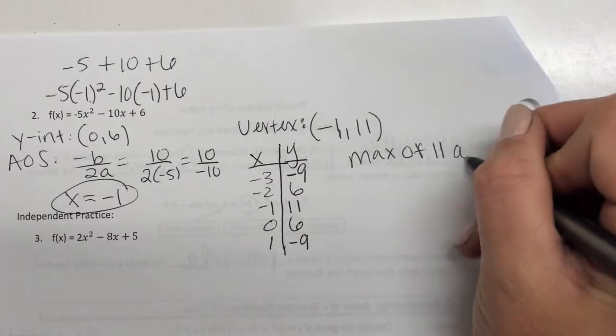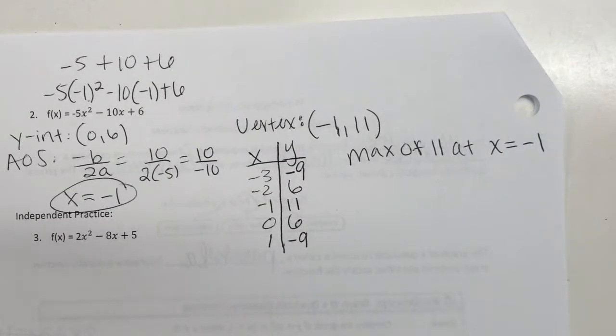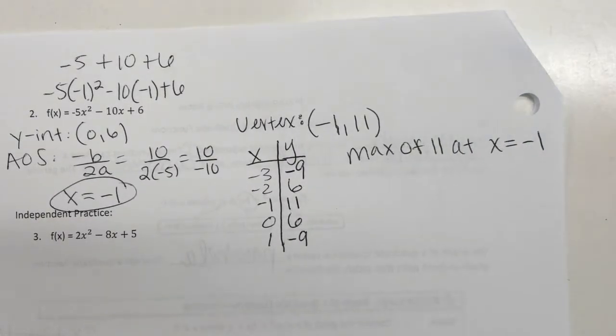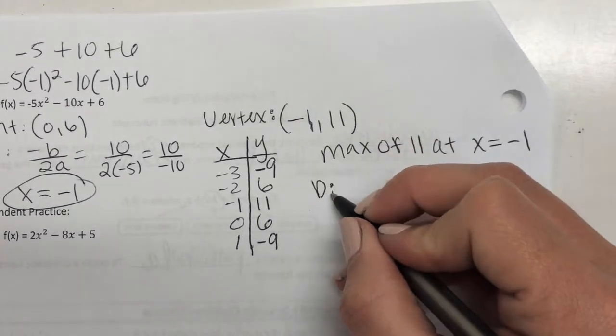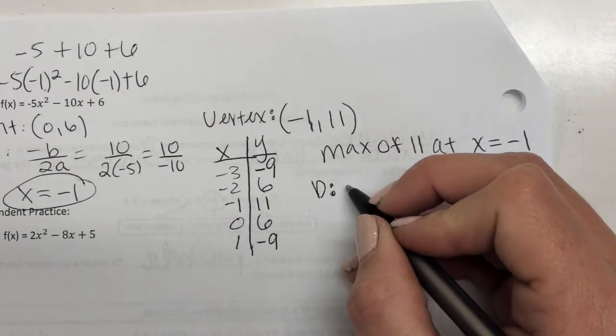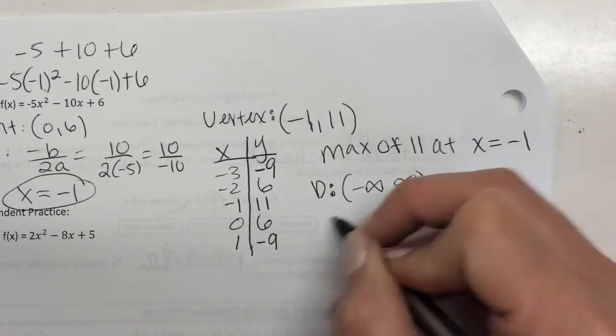At x equals what? Very good. Max of 11 at x equals negative 1. That comes from the vertex. Alright, so what's my domain? Good. Range?